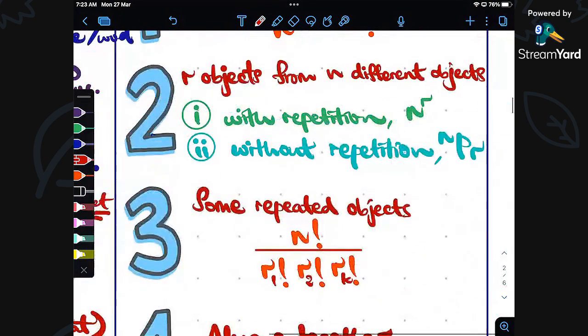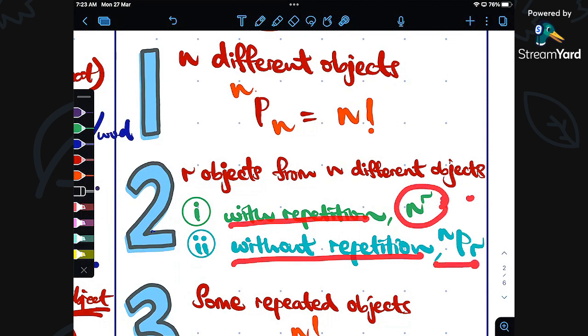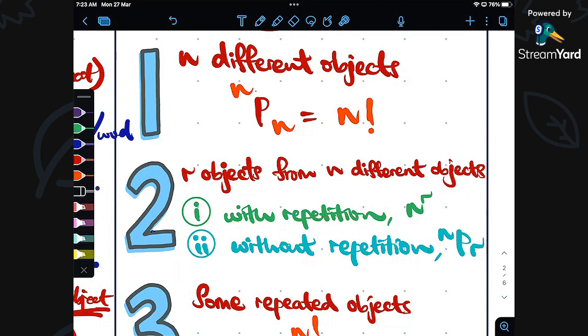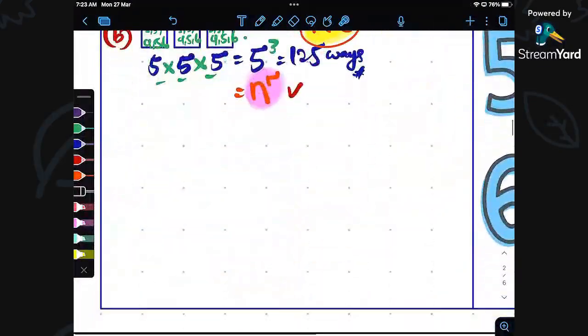So as a conclusion, you already understand what it means by with repetition. It is n to the power of r, and without repetition, tak boleh repeat, it is just using nPr. Okay? So now you already understand it.